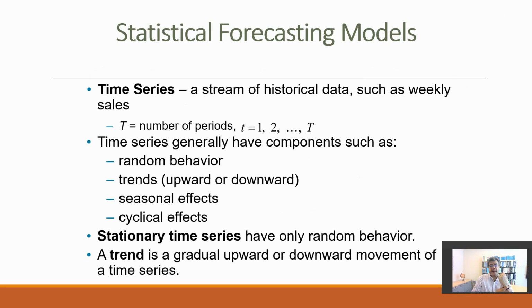But with statistical forecast models, usually we work with time series, based on past numbers, like weekly sales, monthly sales, or any other series. Time series generally have components such as random behavior, trends, seasonal effects, and cyclical effects. A stationary time series has only one, random behavior. That is our video today.